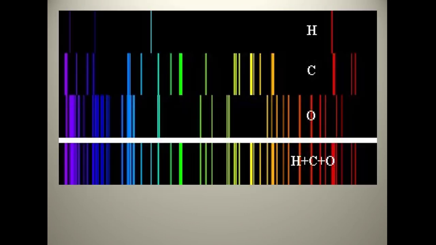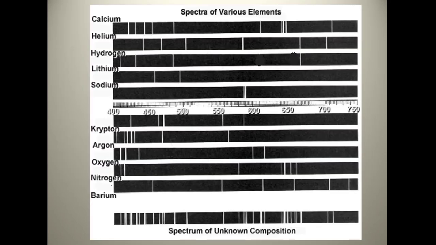You also can get a combination of spectra. Right here at the bottom, we have a combination of hydrogen, carbon, and oxygen. All together, you would see all those various lines, so you would need to be able to tease out and figure out what elements are there. Looking at hydrogen, carbon, and oxygen, you see that all of those are contained in the mixture. Down here at the bottom, we have an unknown mixture. Can you figure out what elements are there? Can you figure out what elements are not there? Stop the video and see if you can figure it out.